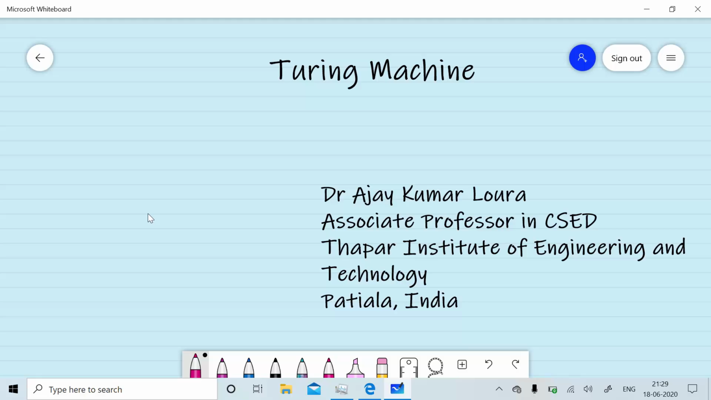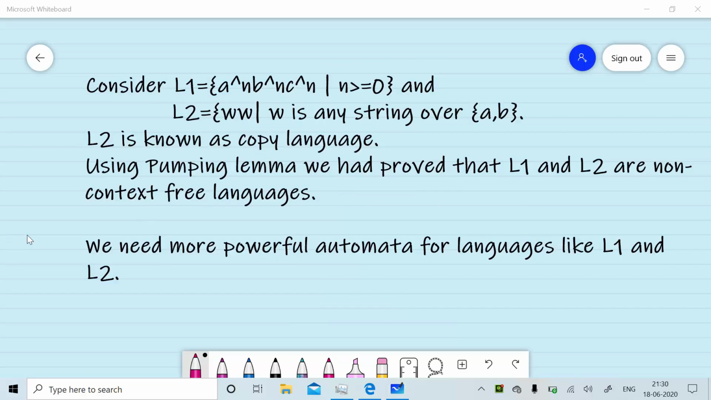Welcome to the session Turing machine. I am Ajay Lora. In this session, we will discuss the design of Turing machine. Let's start the session. A Turing machine is a mathematical model of classical computer system.